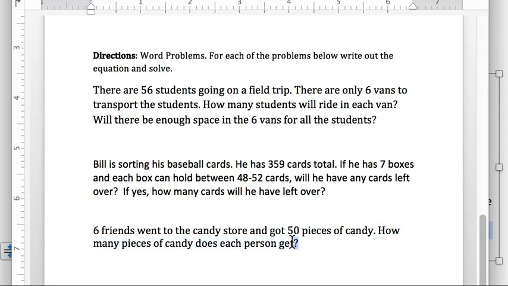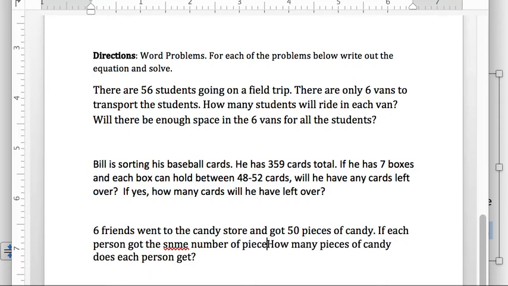This would have to be changed to include the idea that if each person got the same number of pieces, how many pieces of candy does each person get? And now I can start doing that. And I can also add the question, how many pieces are left over? And that works.